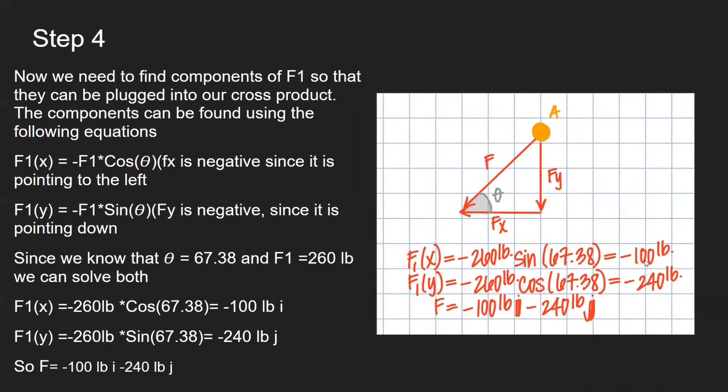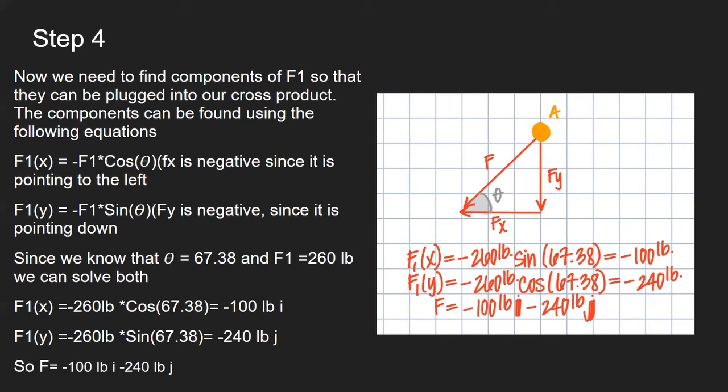Step 4. Now we need to find the components of F1 so that they can be plugged into our cross product. The components can be found using the following equations. F1 sub x equals negative F1 times cosine theta, in which F sub x is negative since it is pointing to the left. F1 sub y equals negative F1 times sine theta, in which F sub y is negative since it is pointing down.